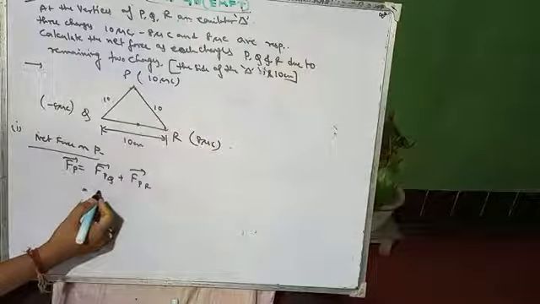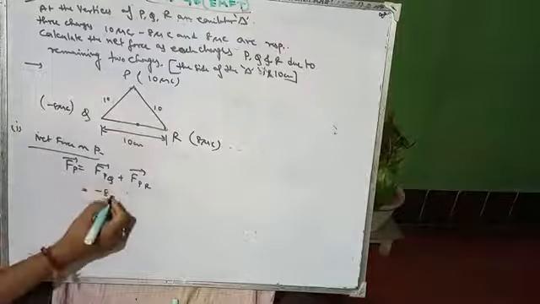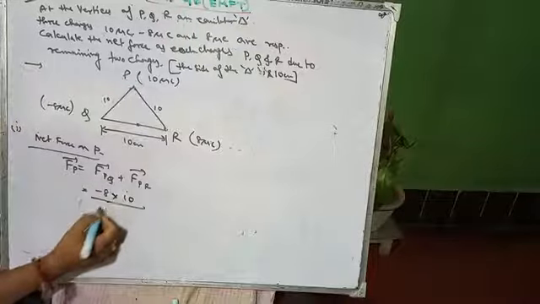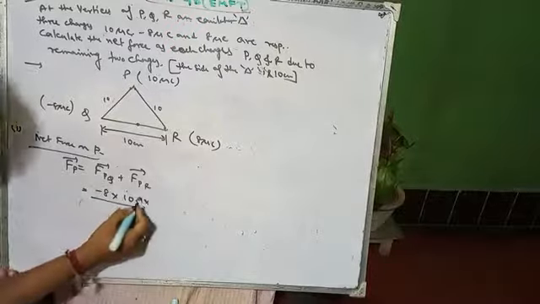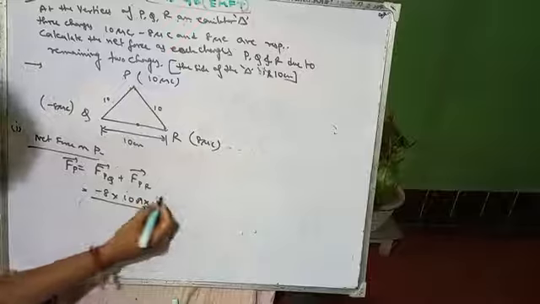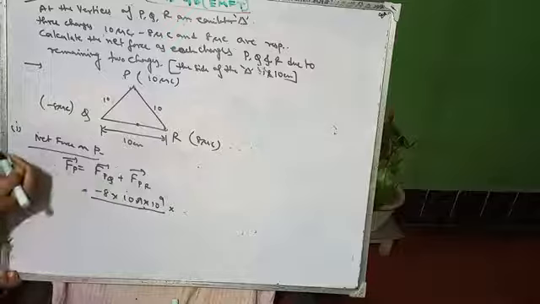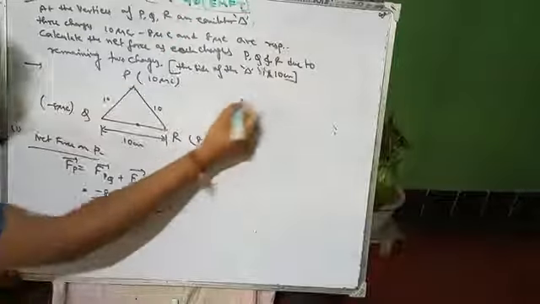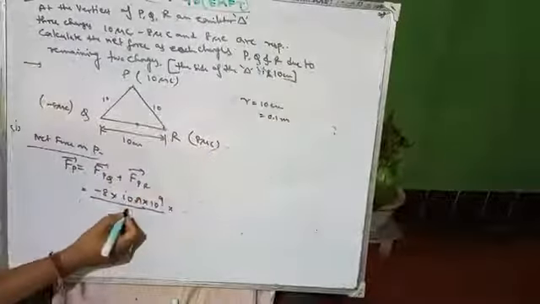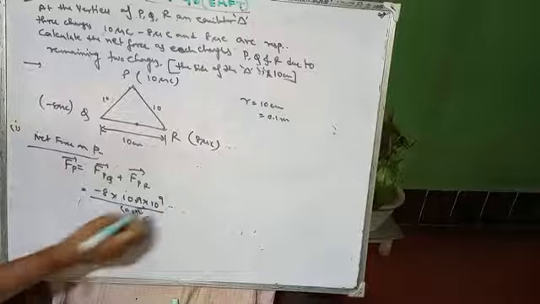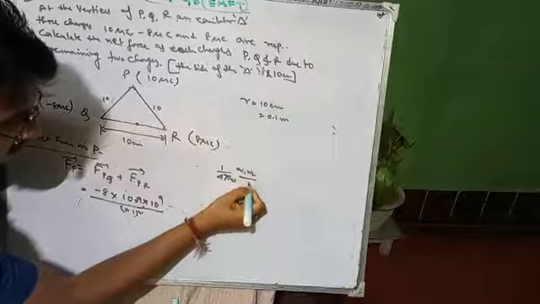Your answer will be q1 into q2, that is minus 8 into 10 to the minus 6, or taking microcoulomb as unit, 10 into 8, divided by 4 pi epsilon naught. What is the value of 1 by 4 pi epsilon naught? 9 into 10 to the power 9, right? Into 1 by r square, r equals to 10 centimeter. If we convert it, 0.1 meter, so make it 0.1 square. The formula is nothing but 1 by 4 pi epsilon naught q1 q2 by r square.